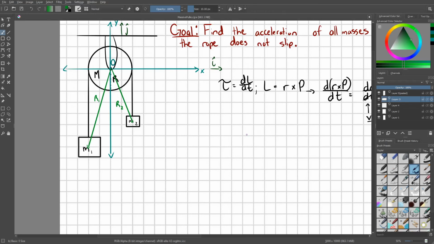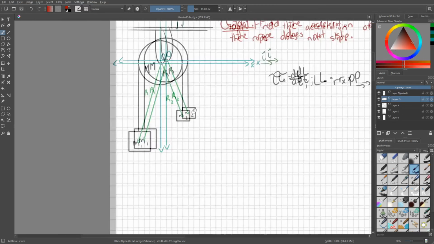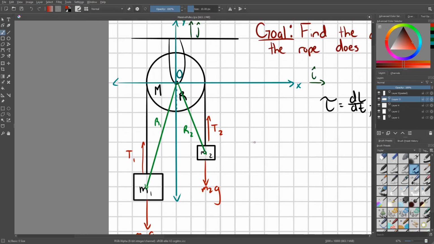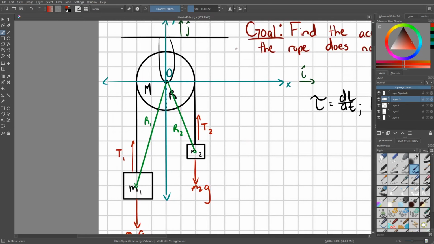Good. I'll go ahead and label some forces now. We'll do this in red. On M1, we have M1g pointing down. We have some tension T1 pulling up. On M2, we have M2g pulling down. And we have T2 pulling up. Note that these tensions are not equal due to the extra rotation of the pulley.